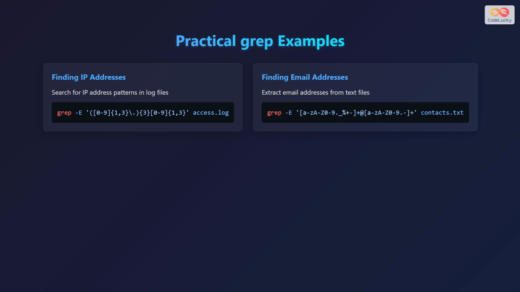To extract email addresses from text files, you can use the command grep -E '[a-zA-Z0-9._%+-]+@[a-zA-Z0-9.-]+' contacts.txt. This will search for patterns that match the structure of email addresses, which include alphanumeric characters, periods, underscores, percent signs, plus signs, and minus signs before the @ symbol, followed by alphanumeric characters, periods, and hyphens after the @ symbol.